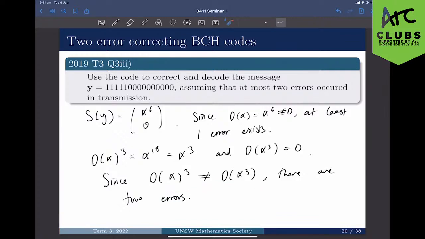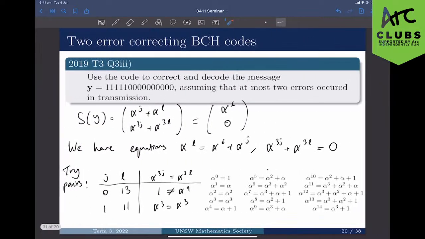So now that we know that there are 2 errors, our job is to find where the errors are and fix them before we decode the message. If we just remember what the syndrome looks like when there's 2 errors, that's what we end up with, since the rest just turns into 0. So there are errors in positions J and L.